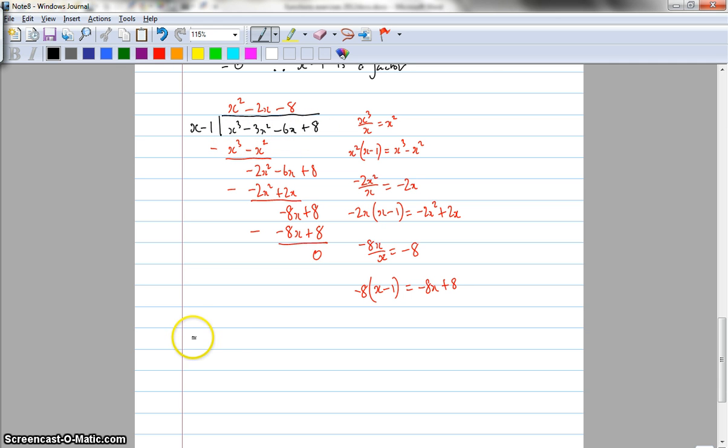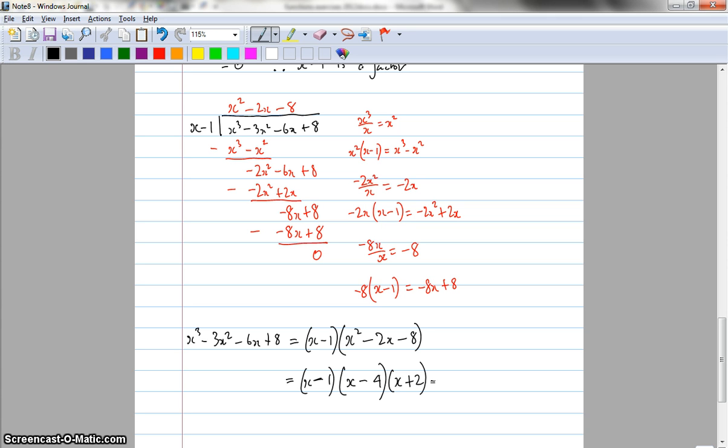this part, the x cubed minus 3x squared minus 6x plus 8, is equal to the thing I was dividing it by, x minus 1, multiplied by the answer up the top, x squared minus 2x minus 8. Now I see if I can factorize this one here, and I think I can using the cross method or any other method that you like. I should get x minus 4, x plus 2. Check that out yourself if you don't believe me, but those are the answers that I should get.